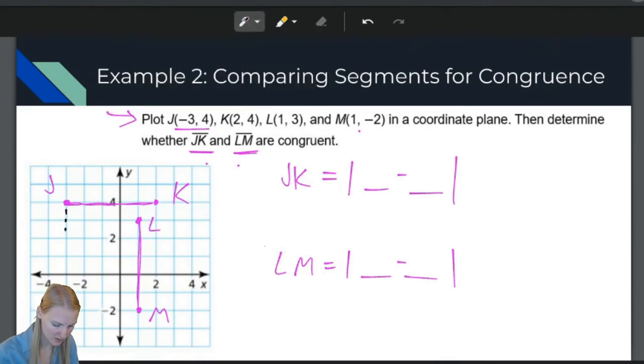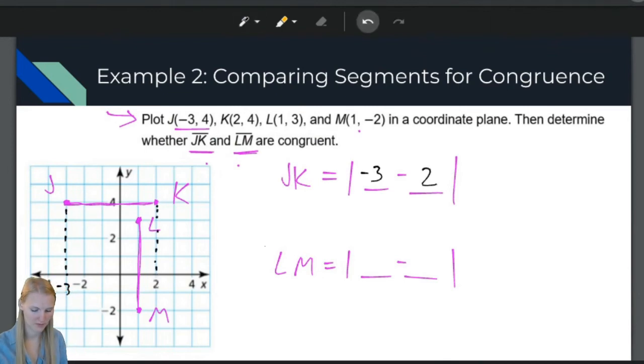So J, and let me use a different color here. J is at -3. So I'm going to take -3. And K is at 2. So I'm going to put 2 over here. Beautiful. So the absolute value of -3 minus 2 is -5. Absolute value of -5 is +5.